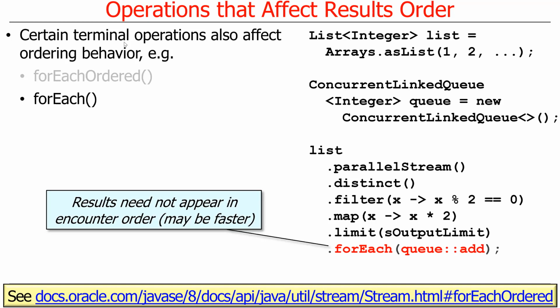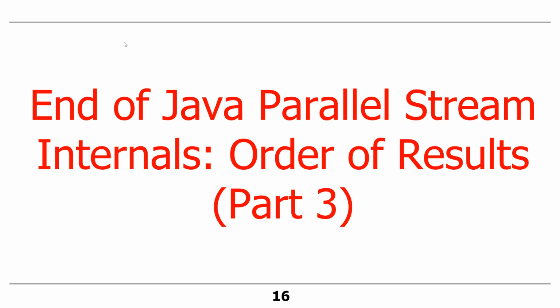Conversely, here's how we could do things if we use the forEach method, and the forEach method doesn't obey encounter order. So the order in the results may not match the encounter order, but it'll also probably run a little faster because it's not trying to rearrange the output to match encounter order. Okay, so those are just a few more discussions about the way in which the aggregate operations you use in a stream can affect the ordering behavior.